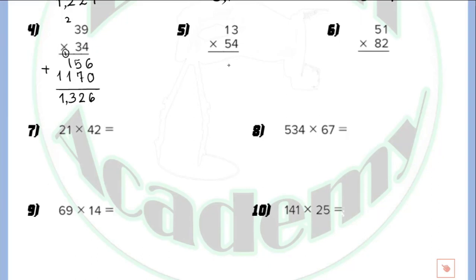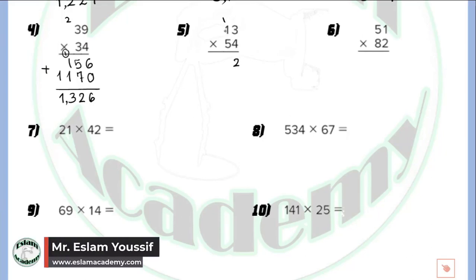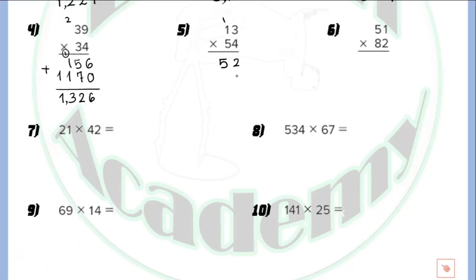13 times 54. We will start from 4. 4 times 3 equals 12, 2 and carry up 1. 4 times 1 equals 4, plus 1 equals 5. Before starting multiplying the second number, put 0. Now 5 times 3 equals 15. 5 and carry up 1. 5 times 1 equals 5, plus 1 equals 6. By adding the two numbers, we will find 2 plus 0 equals 2. 5 plus 5 equals 10. 0 and carry up 1. 1 and 6 equal 7. So the answer now will be equal to 702.